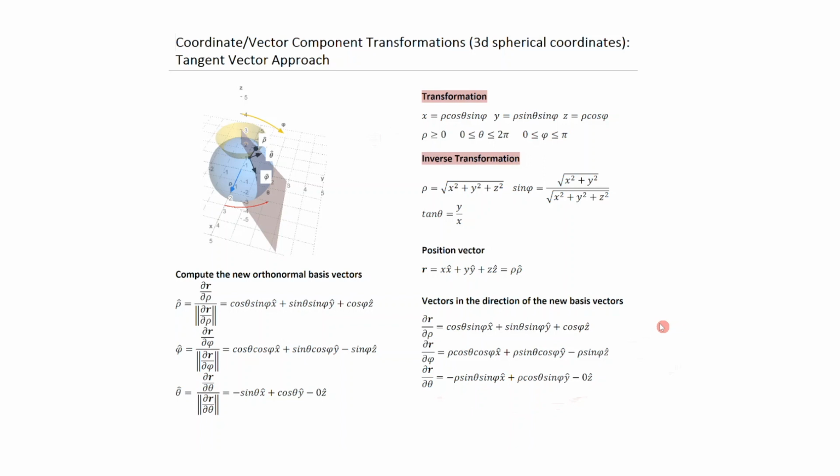But we want unit vectors, so you have to divide by the norm, which is what we've done on this side here. So this is divided by the norm. So this is going to be your rho hat vector, this is the phi hat vector, and this is the theta hat vector.